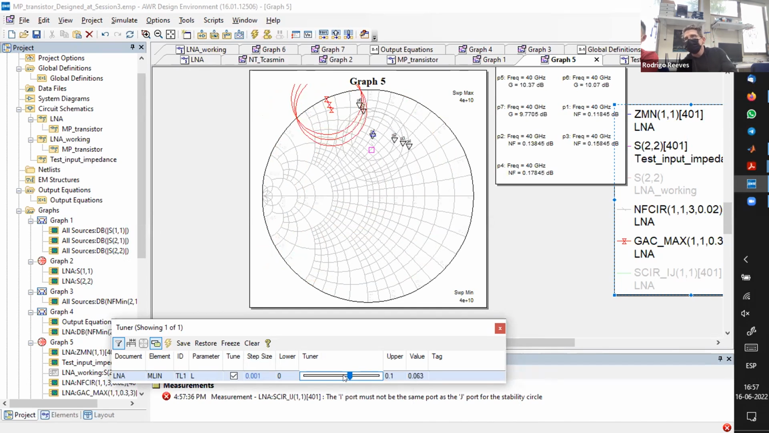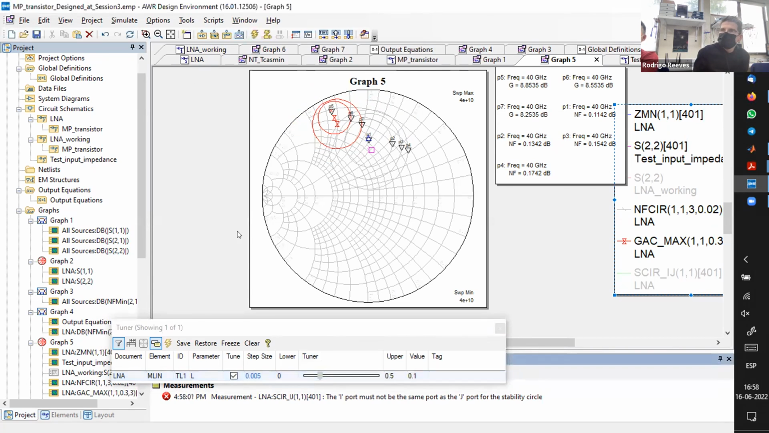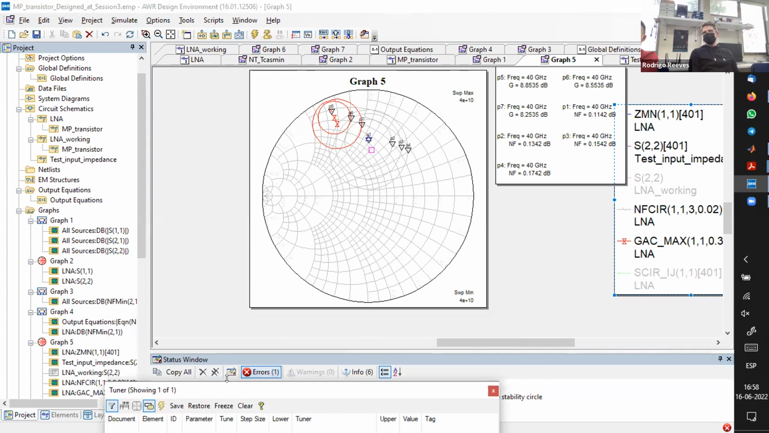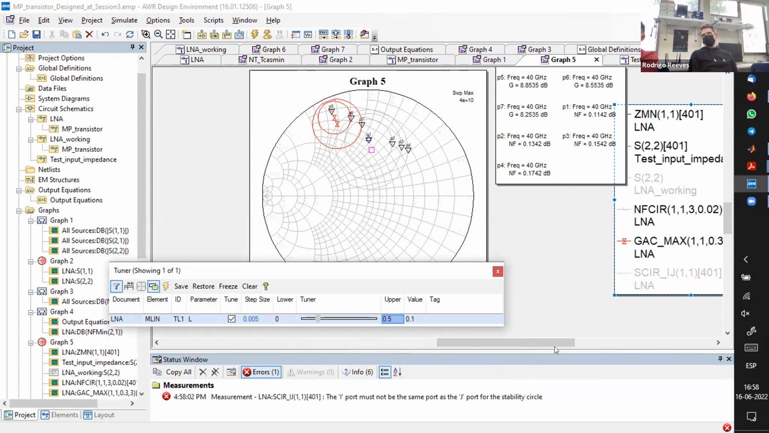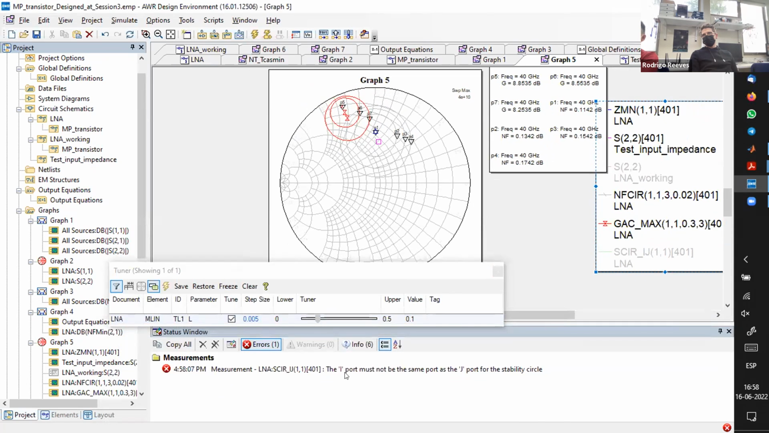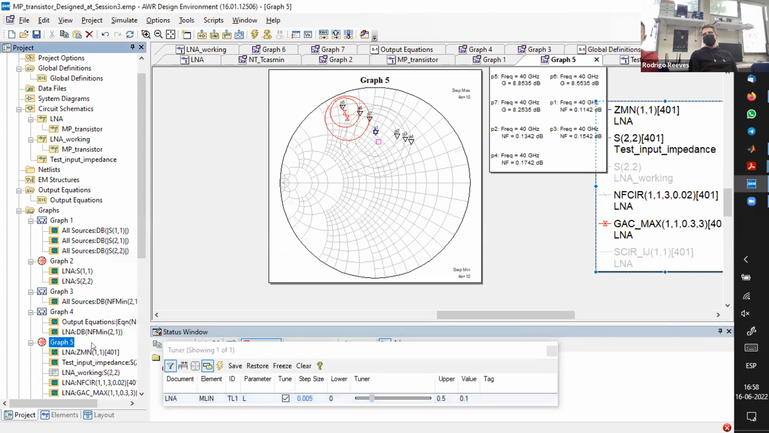Let's see. Circle is not shown. It should be between them. Are you sure you plotted the stability circle? It should appear if you make it now larger. Oh, no, so it failed. There's an error about this. It says so? Yeah. I cannot see a thing. Gamma 1 must not be the same code as G. Okay, let's see what this means.